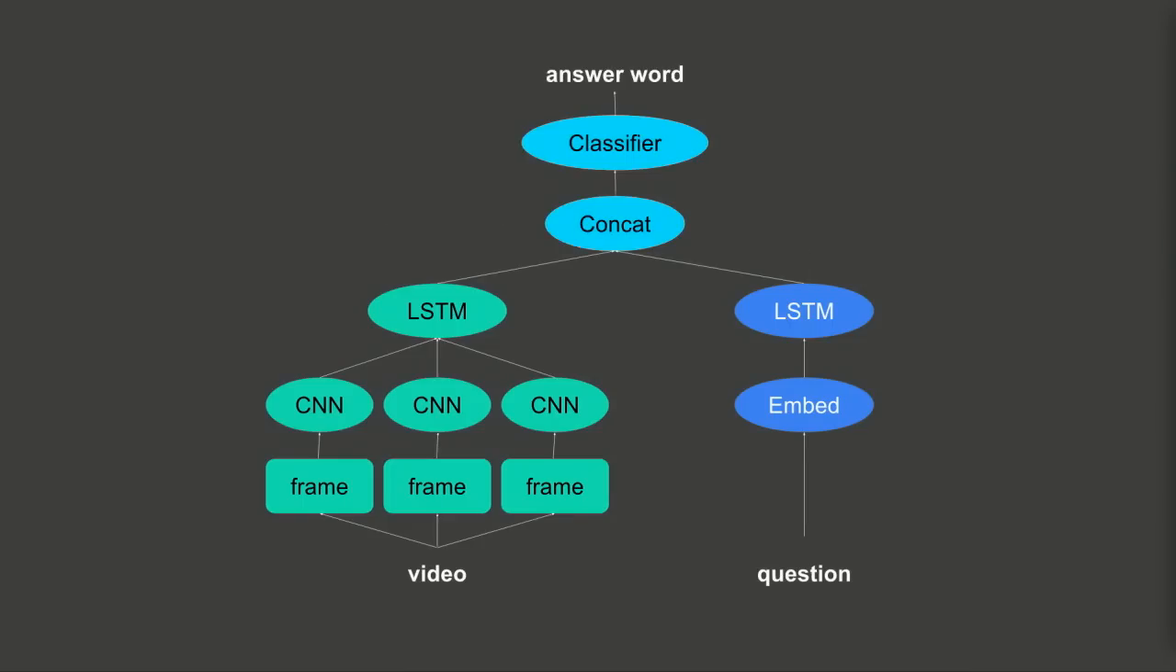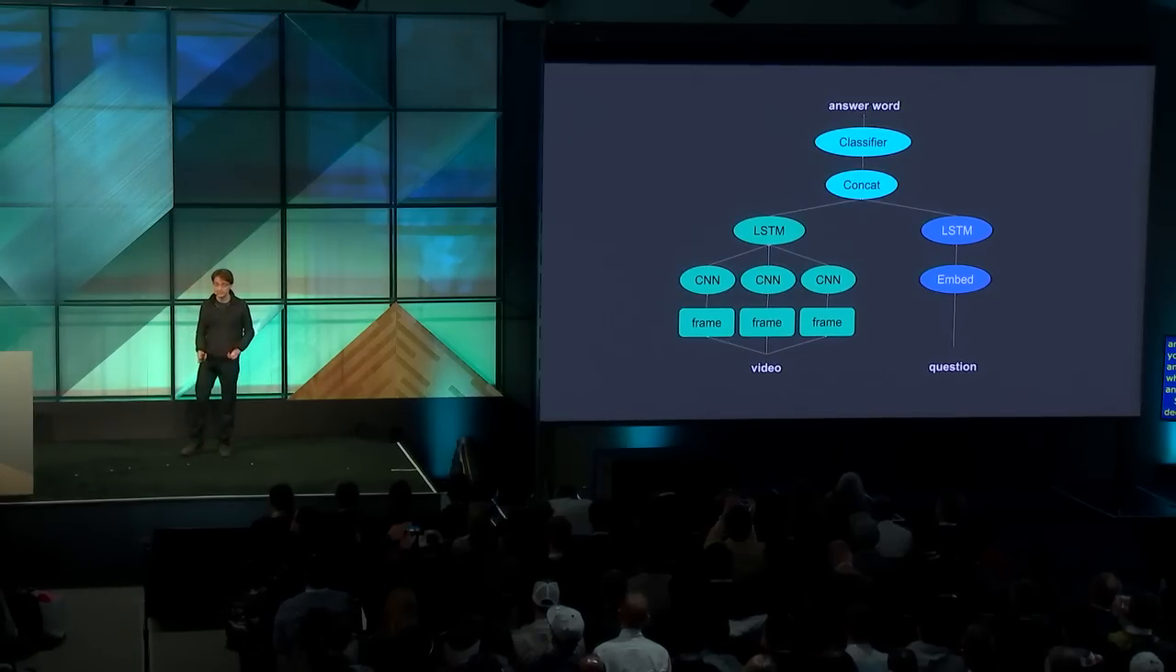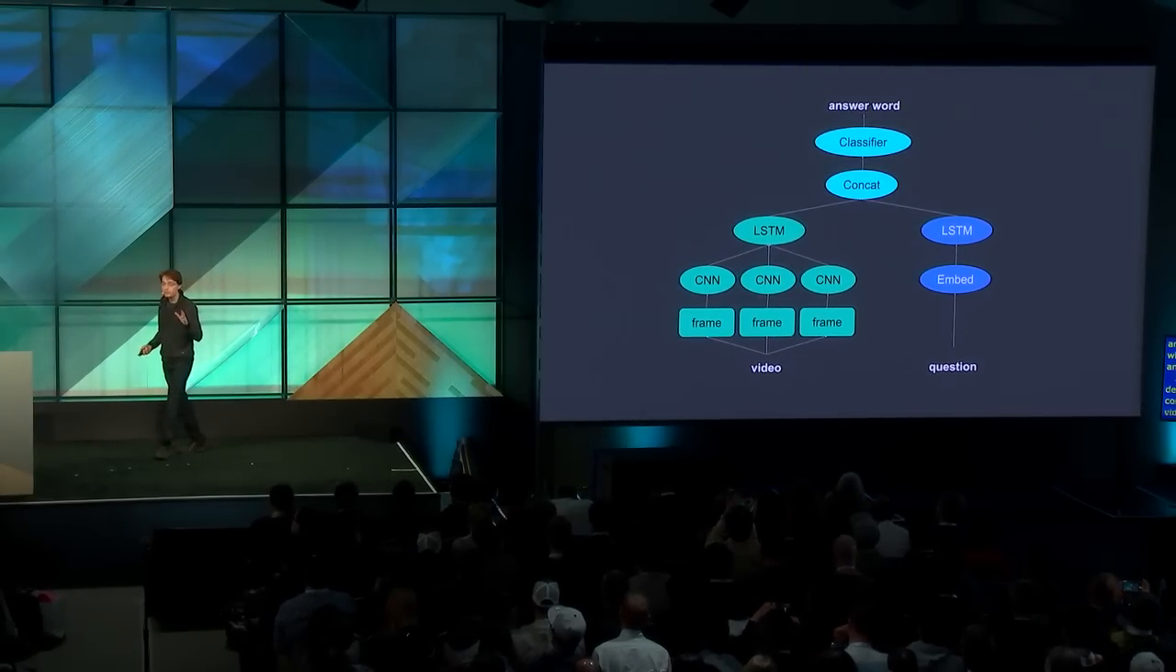Once you have your vector representation for your video and your vector representation for your question, you concatenate them, and you add this classifier on top, whose job is to select the right answer. So that's really the magic of deep learning. You take these really complex inputs, which could be videos, images, language, sound, and you turn them into vectors. So you turn them into points in some geometric space. You turn meaning into points in a geometric space. That's the essence of deep learning.